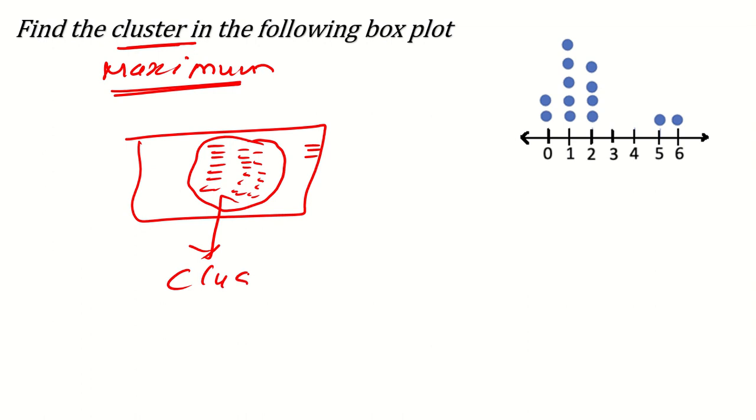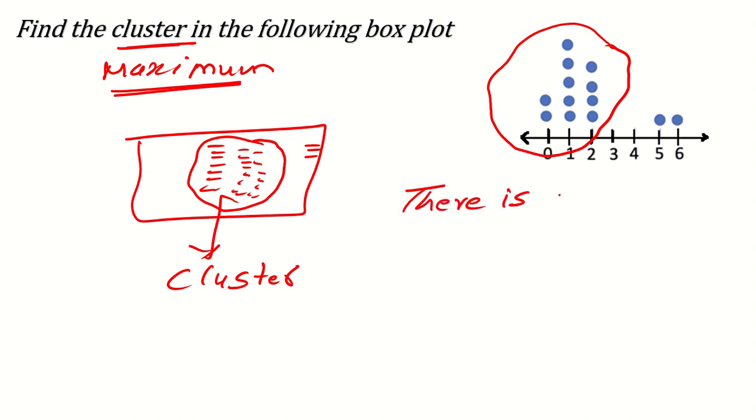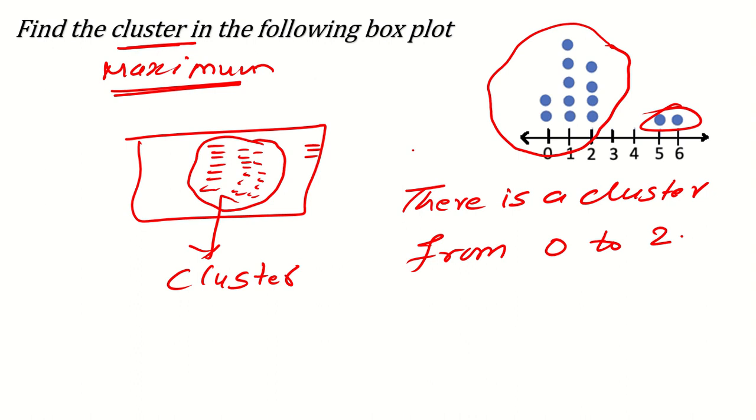This is the cluster. So what you can see in this picture? You can see that maximum of the dots are from 0 to 2. So what you will write here? There is a cluster from 0 to 2. Yes, because maximum of the dots are from 0 to 2, and these 2 are outside, so they are not the part of cluster.